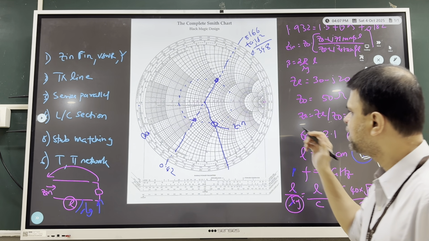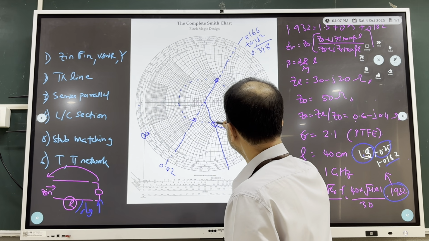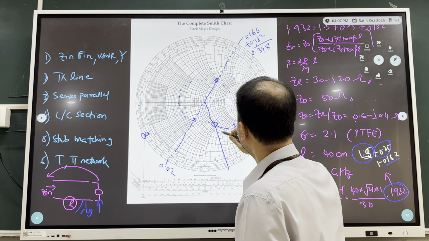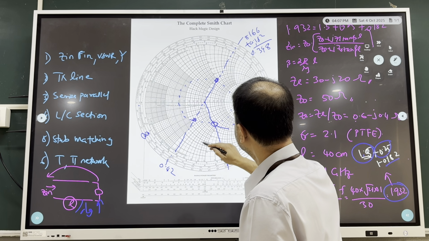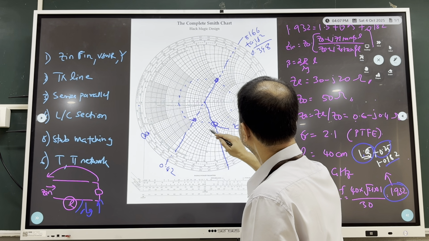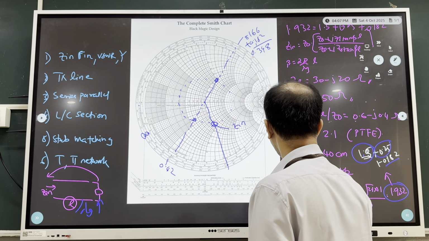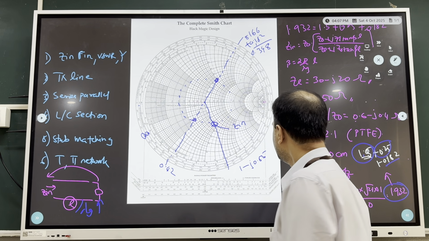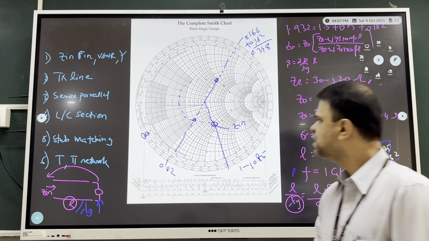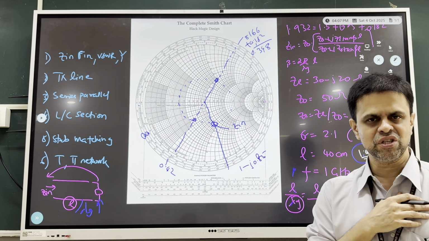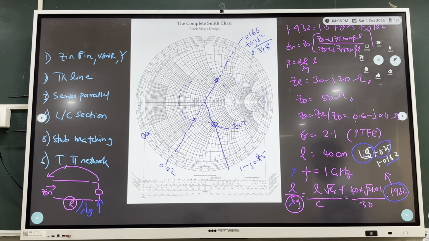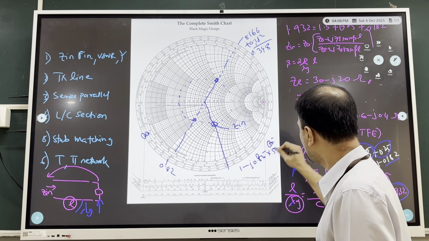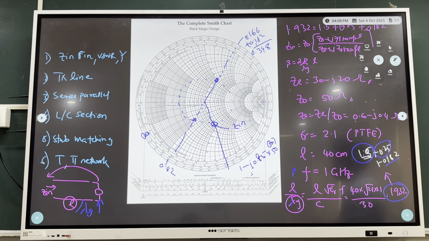So how to read that? You apply the reverse procedure. Just see which R it coincides with. It is approximately 1, and then see which X it coincides with. It is around 0.85. So the answer is 1 minus j 0.85, the value of the normalized input impedance of the transmission line. You multiply that with 50 ohm, or rather Z0, to get the denormalized value.